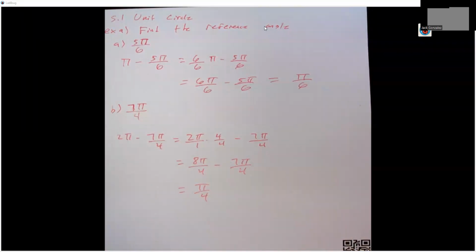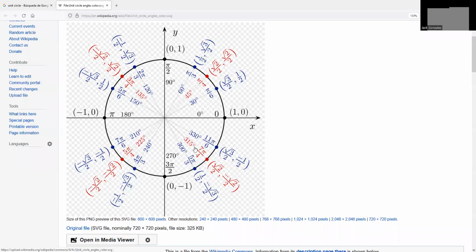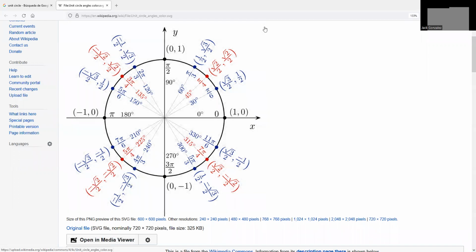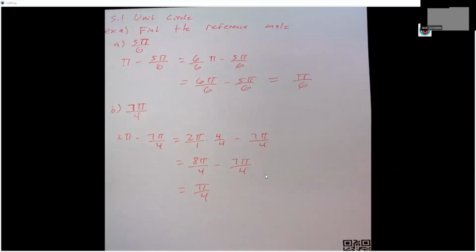you'll see how far it is to the x-axis, right? 7 pi fourths, we're at 315. How much more until 360? Pi over 4, right? 45 degrees. Any questions on reference? All right, let's move on to terminal points then.